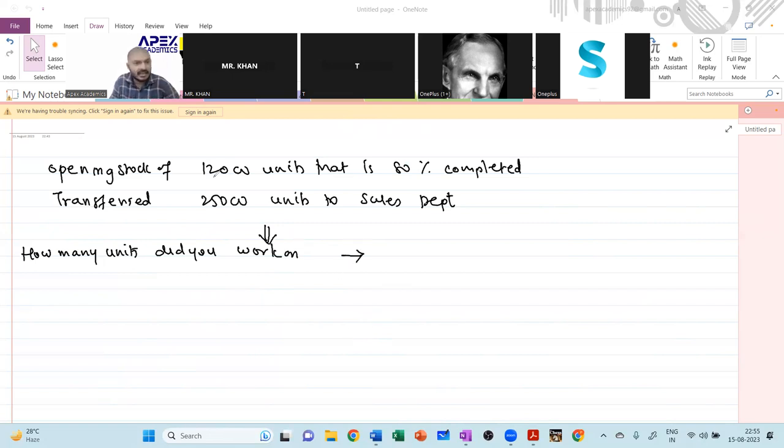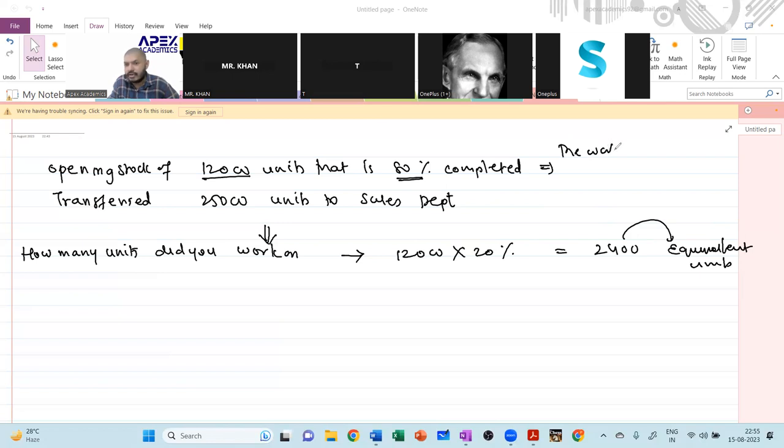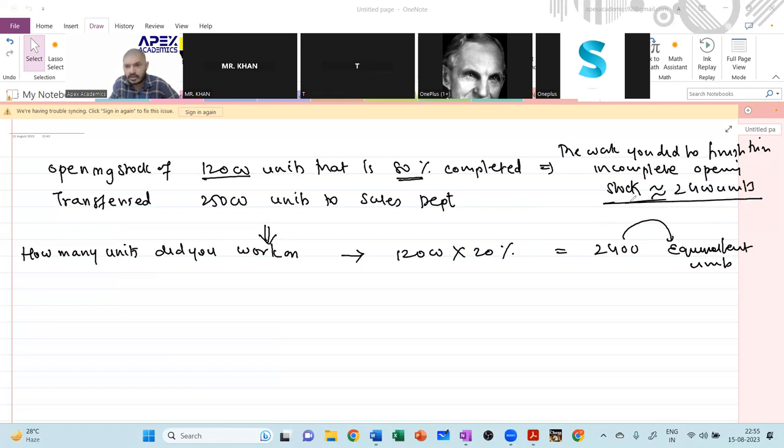Now, please understand. These 12,000 units, 80% was completed. So 20% was worked on, which is 2,400 equivalent units. What is the meaning of this? The work you did to finish this incomplete opening stock is equivalent to 2,400 units.